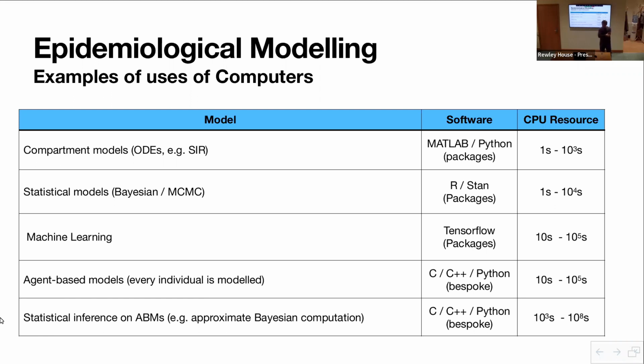So the most simple models are called compartmental models. For those of you who are mathematicians, they're essentially groups of ordinary differential equations. These have existed for hundreds of years, and engineers and physicists use them all the time. There are 101 packages in MATLAB or Python and things like that to solve them. So epidemiologists just use all the standard packages for solving them, and they can be solved very quickly, normally in a few seconds.